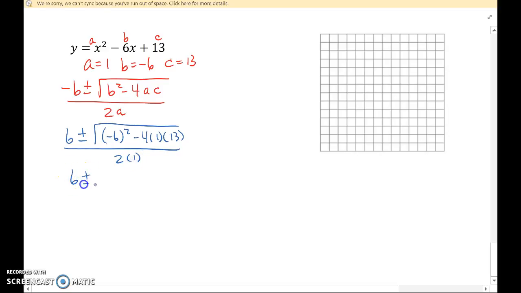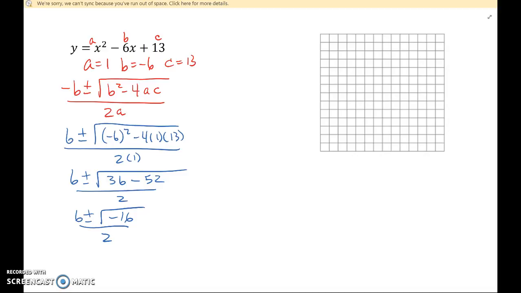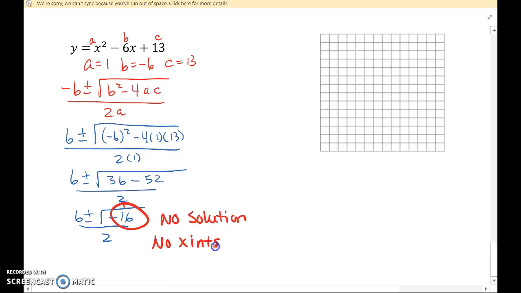And so what we get is 6 plus or minus the square root of 36 minus 52 all over 2. So 6 plus or minus the square root of -16 over 2. The negative that we get under the square root means there's no solution. You can't take the square root of a negative number. And so we get no solution, which means no x-intercepts. But we still have a y-intercept, and our y-intercept is still the c value, so we get 0, 13 as our y-intercept.